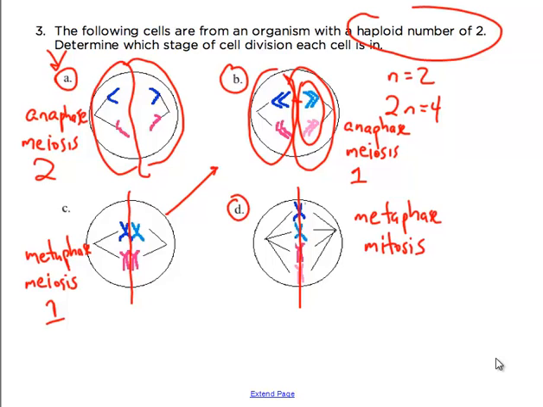Just look at the pattern, different pattern between this metaphase of mitosis and this metaphase of meiosis I. You have all the same chromosomes, but they're lined up in a different way. In mitosis, they line up without any regard to the homologous pairs, whereas in meiosis, the homologous pairs are key. So we have our answers: A is anaphase of meiosis 2, B is anaphase of meiosis 1, C is metaphase of meiosis 1, and D is metaphase of mitosis.